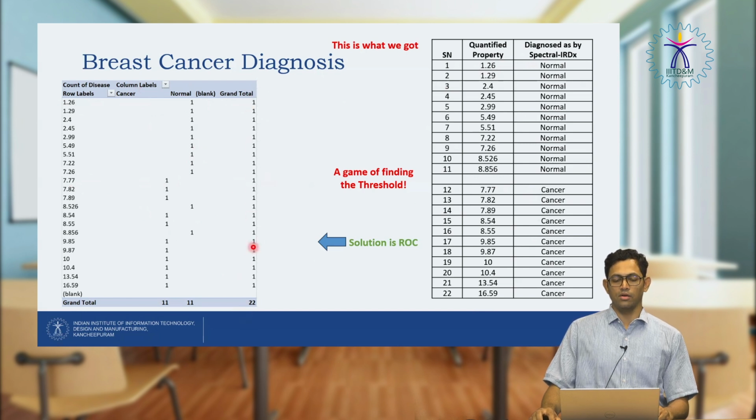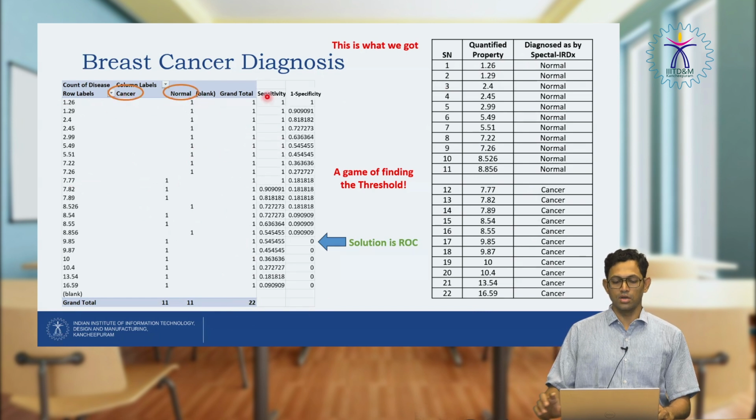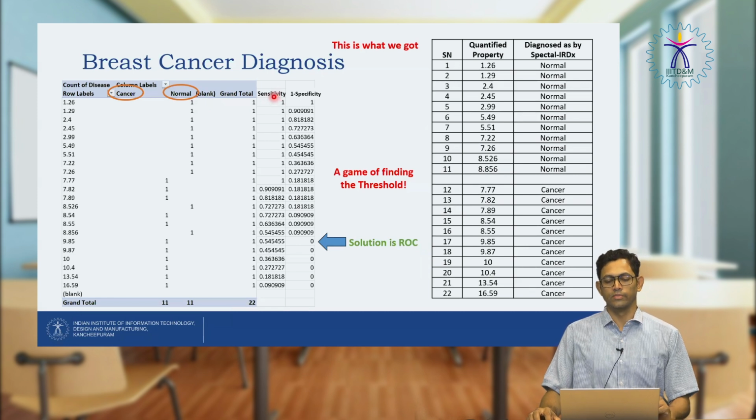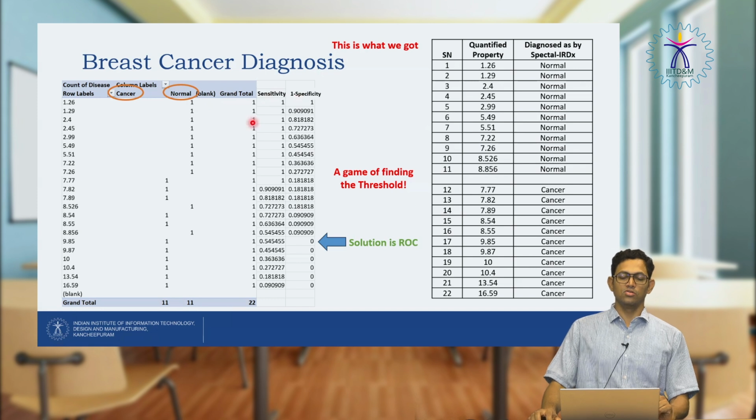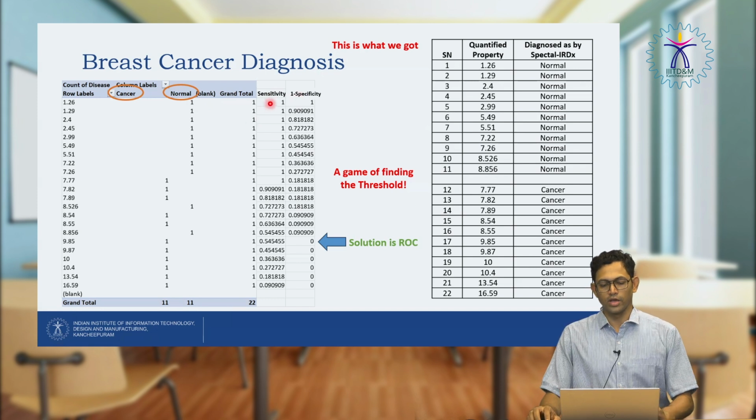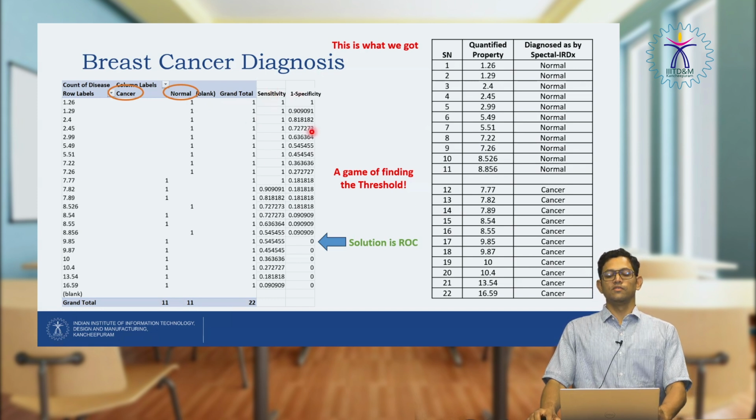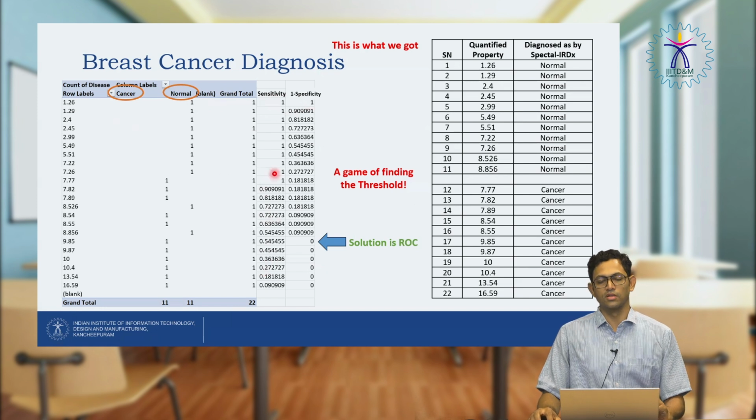The grand total will always be 1 because this is the sum of both cancer and normal, which should always be 1. So here you can see cancer and normal, and then there is a formula that you can use in the Excel sheet for calculating sensitivity and specificity. You can just implement that formula, and then you can find the sensitivity and specificity for all the cases.